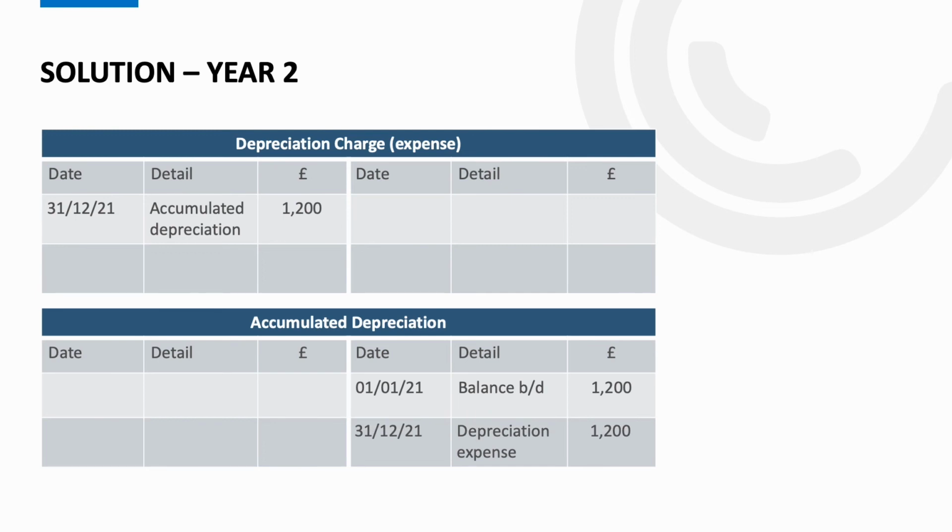At the end of the year, we'd follow the same process as in year 1. Start off by transferring the balance on the depreciation charge to the P&L by crediting the expense and debiting the P&L. Then the balance on the accumulated depreciation needs to be carried down to the following year. We would therefore calculate the new balance by adding the 1200 to the existing 1200 balance on the account to give us a new balance to be carried down of £2,400.